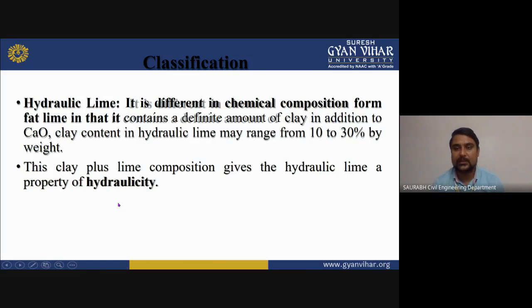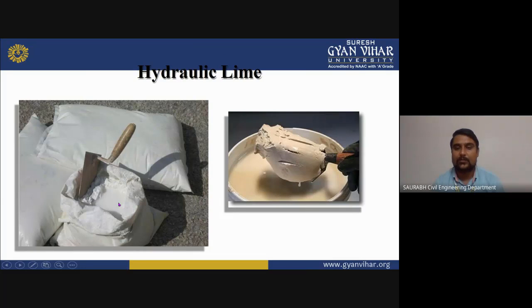It is different in chemical composition from fat lime, in that it contains a definite amount of clay in addition to CaO. Clay content in hydraulic lime may range from 10 to 30% by weight. This clay plus lime composition gives the hydraulic lime a property of hydraulicity. Now you can see this is the image of hydraulic lime, which we use as the binding material.